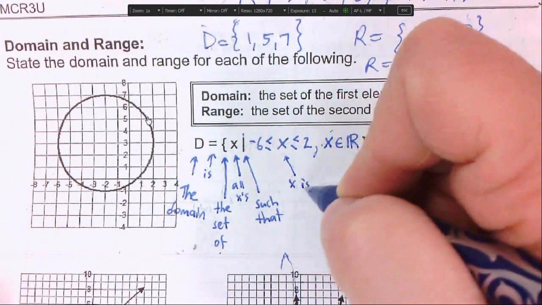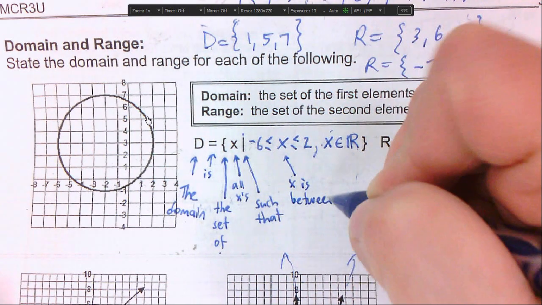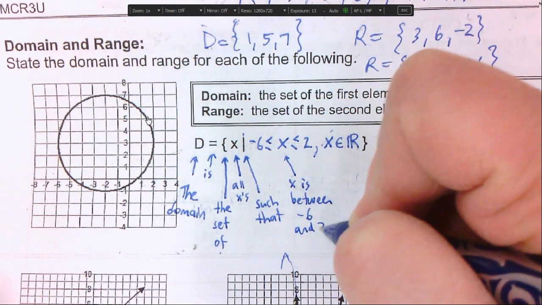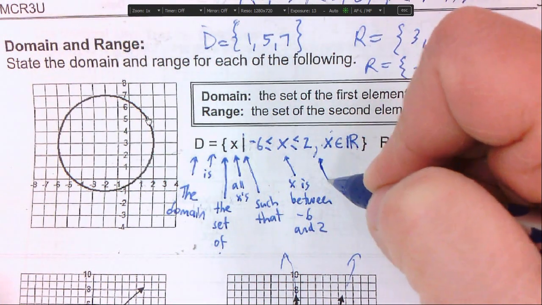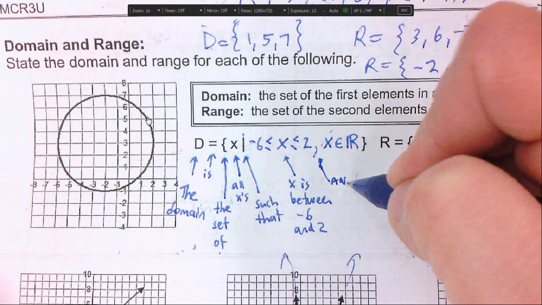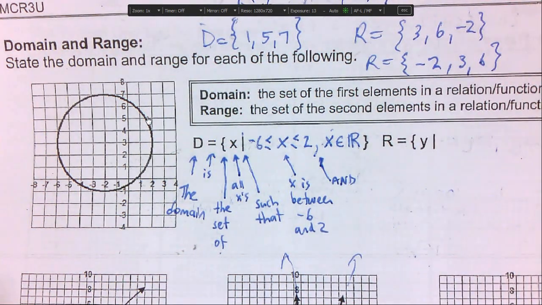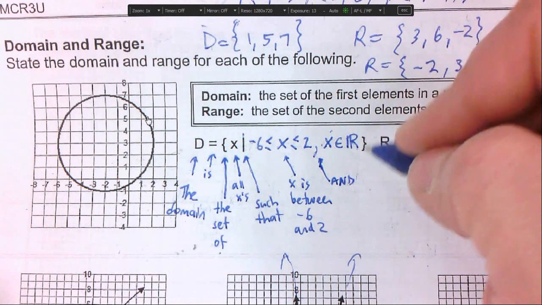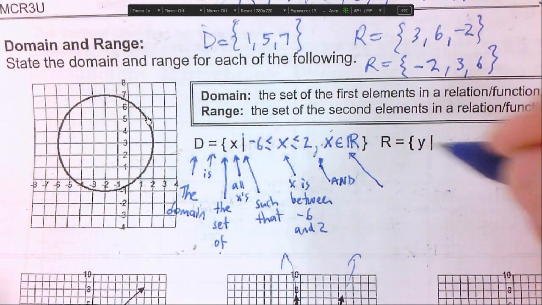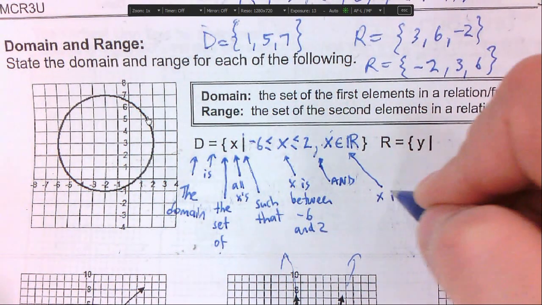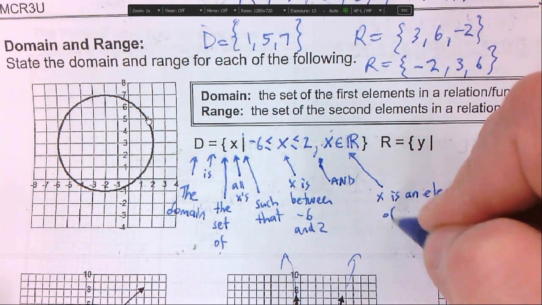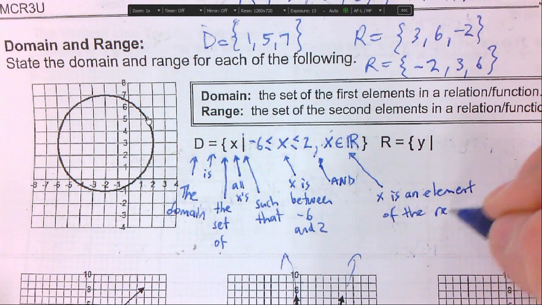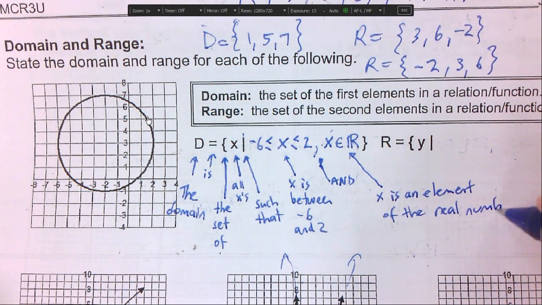We read this as x is between -6 and 2. So that's the condition. X has to be between negative 6 and 2. This comma is and. So there's another condition. And this last part here says x is an element of the real numbers. What does that mean?